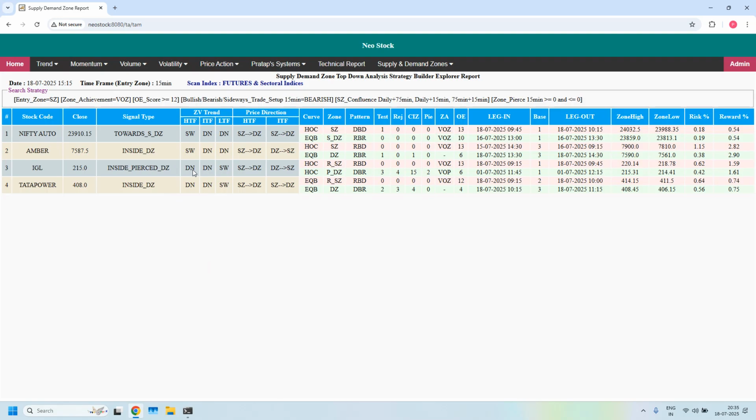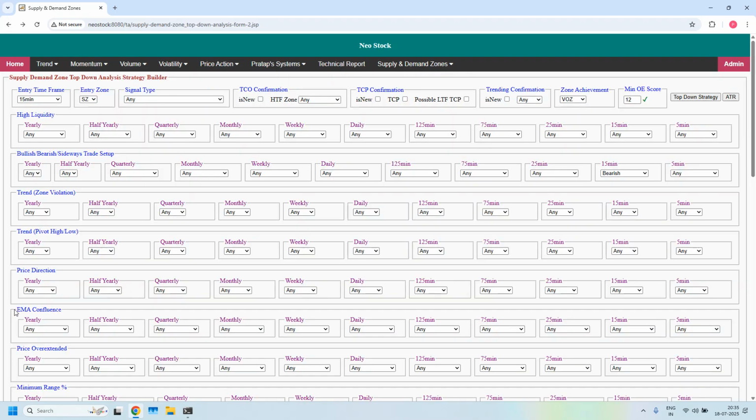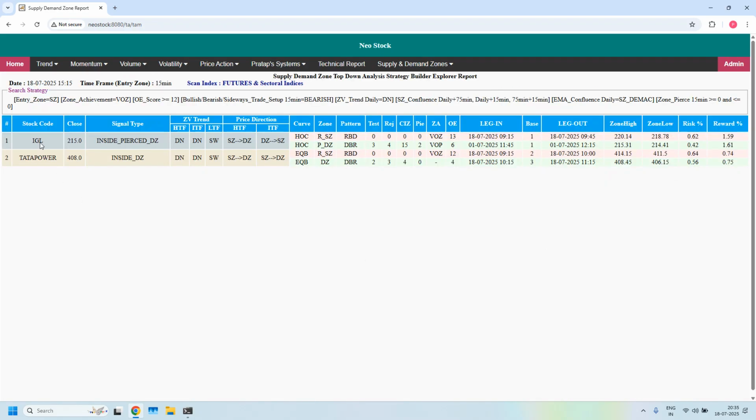Let's verify in these 2 stocks whether any daily supply zone has daily EMA confluence, and the trend on the daily should not be sideways. It should be downtrend because it is a bearish trade setup. Both these stocks are filtered. That means these 2 75-minute supply zones might have better high probability to get success, provided less than 20 checklist items are satisfied. Okay, this is about the bearish trade setup for daily income trade.